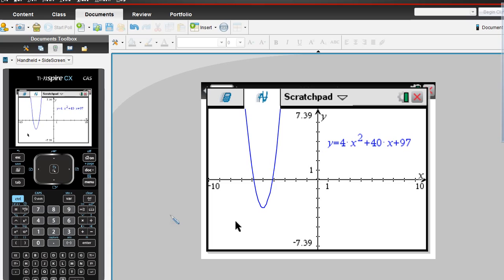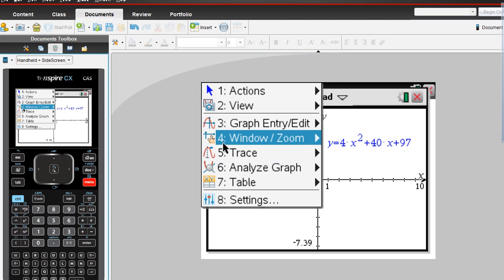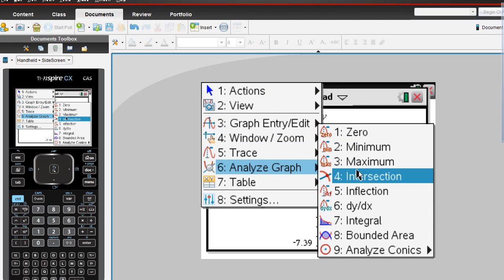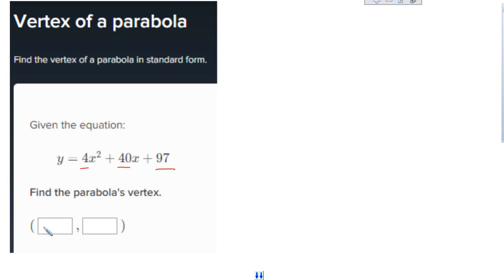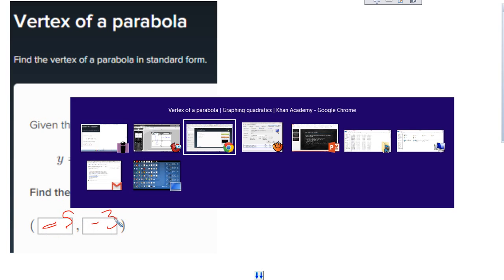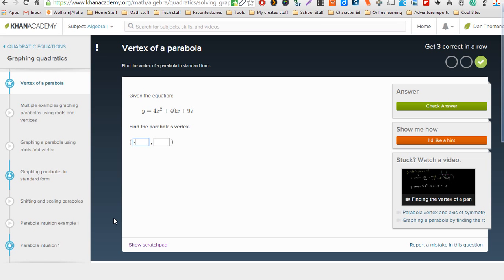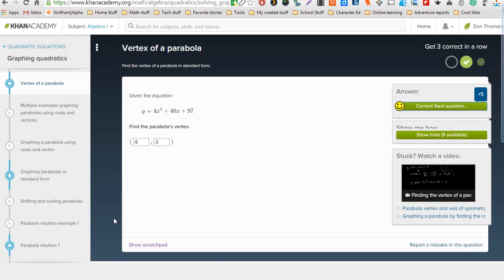So thinking about this again, menu, analyze graph. And this time I'm looking for the minimum, the lowest point here. And there's my vertex. It's at -5, -3. Boy, these are easy, aren't they? -5, -3. So let's put that in, -5, -3.